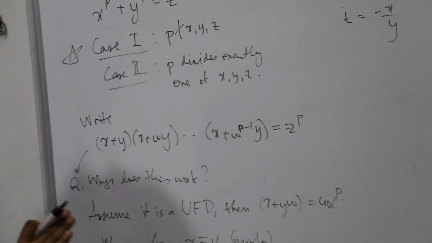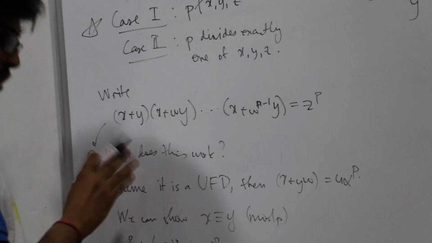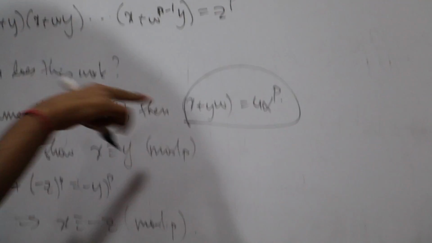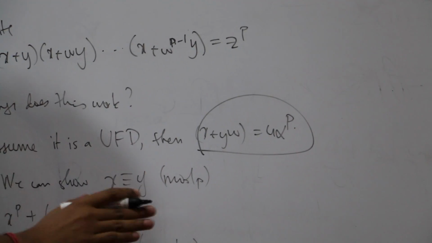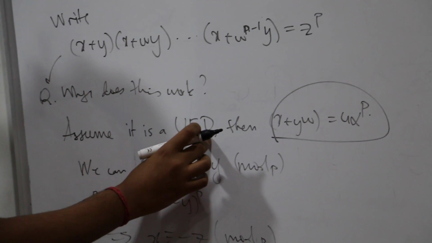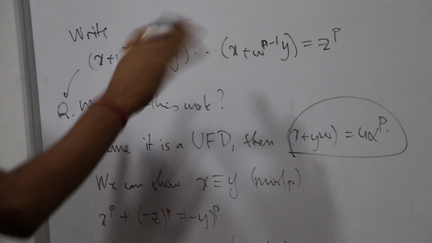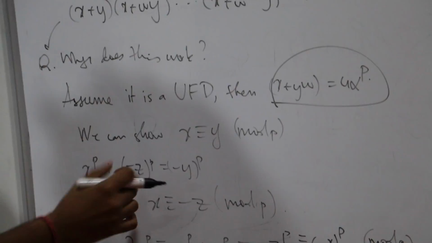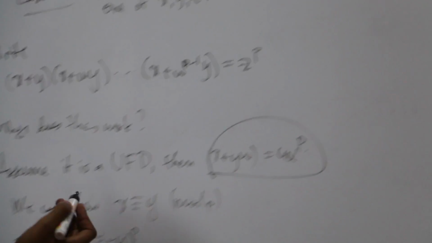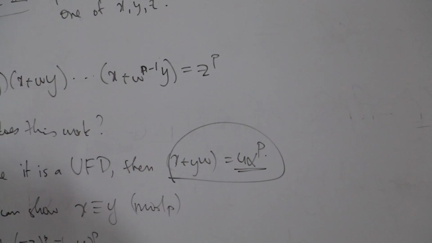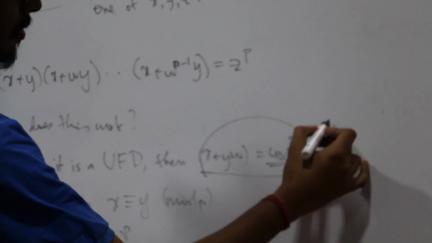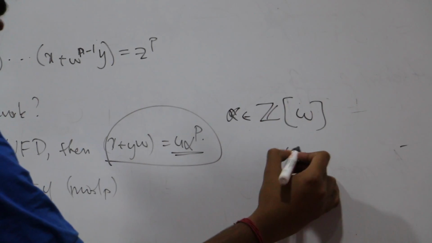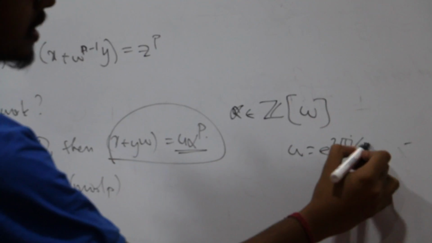Okay? If this is a UFD, meaning unique factorization domain, then it's easy to show that this is true. I think I showed this last time also, but we can leave it for now. Point is, if it's a unique factorization domain, you can show basically that they are all relatively prime, which means that each of these must be some unit times alpha^p, where alpha is in Z adjoin omega. Omega is e to the power 2 pi i by p.